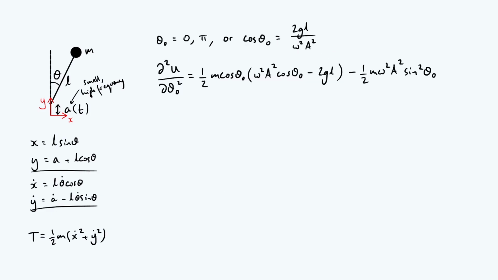So now all we have to do is take the 3 different theta naught values that we derived for the equilibrium positions and substitute them into the second derivative to see whether it's positive or negative, and therefore understand the stability of those points.